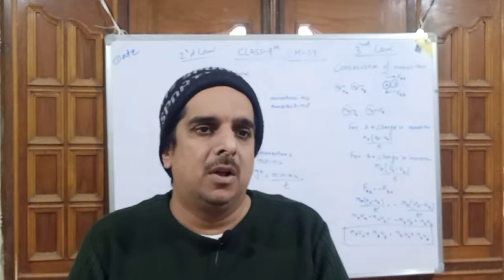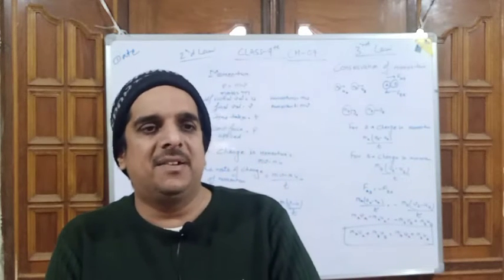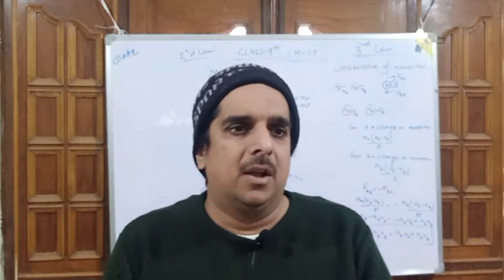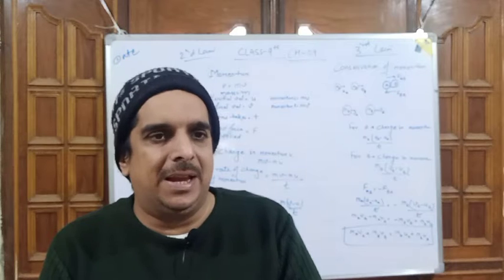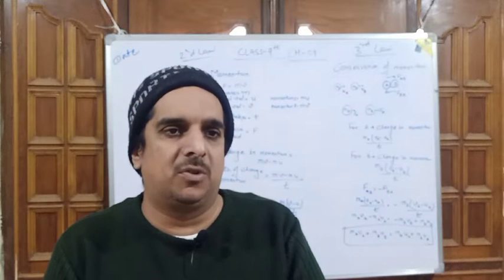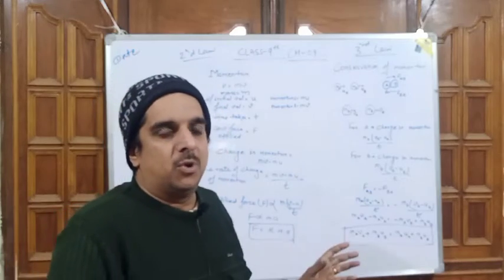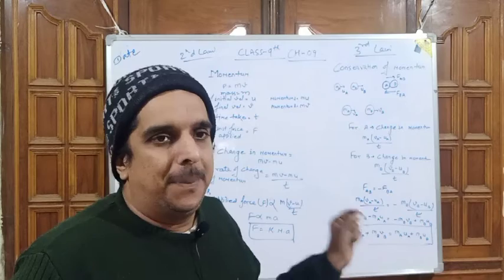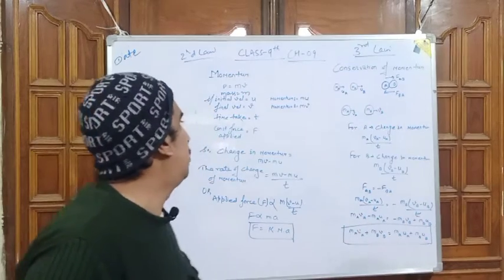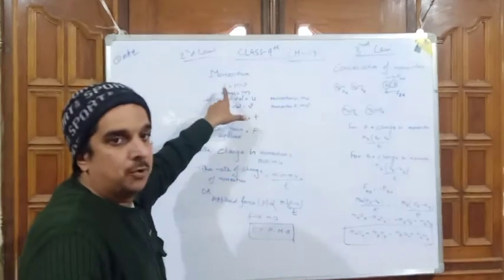संवेग बराबर द्रव्यमान गुणे वेग. So momentum, which is denoted as p, will be equal to mass into velocity. अर्थात p is equal to mv. So the formula for finding the momentum is denoted as p, p is equal to mv. So here I wrote that for momentum p is equal to mv.